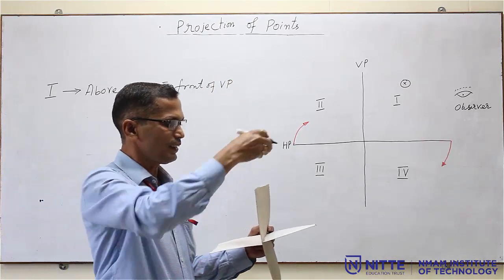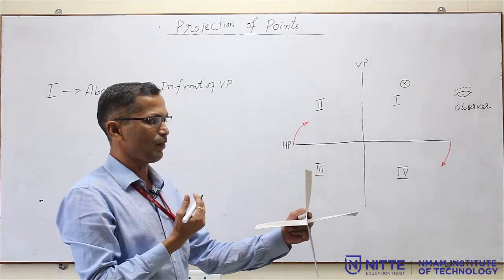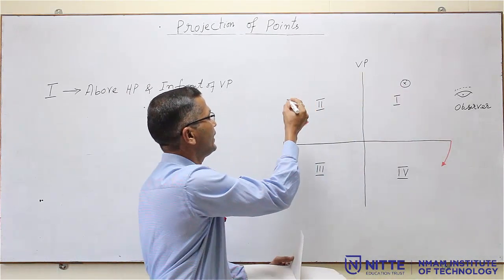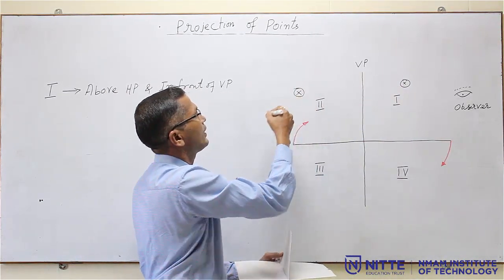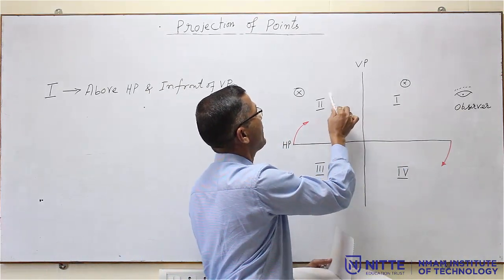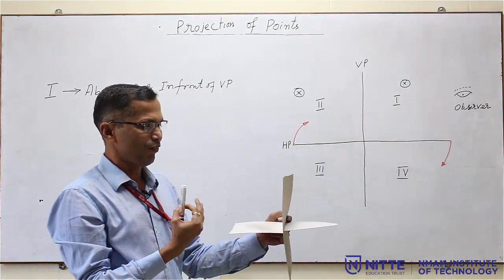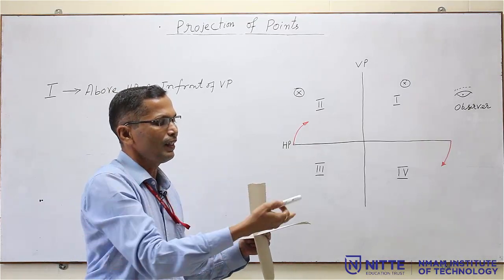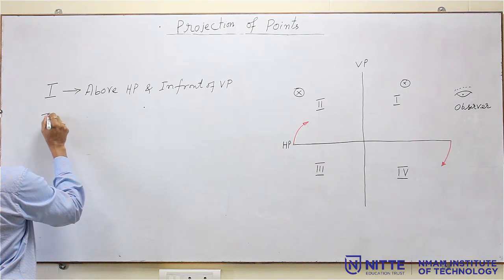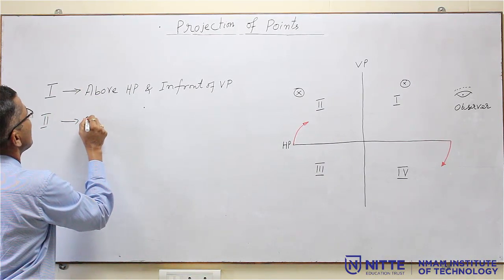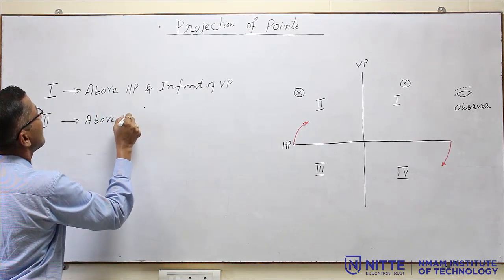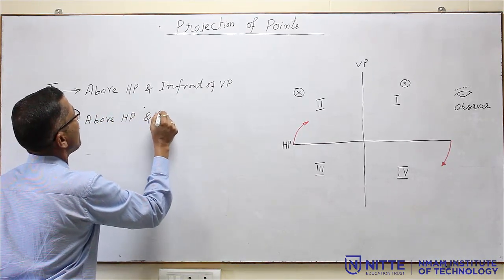Similarly, if the point is in the second quadrant here, I am here only, I am not going to move, that means the observer is here, but the point is in the second quadrant. Then how does it look? For the observer it is behind VP and above HP. So, in the second quadrant it is above HP and behind VP.